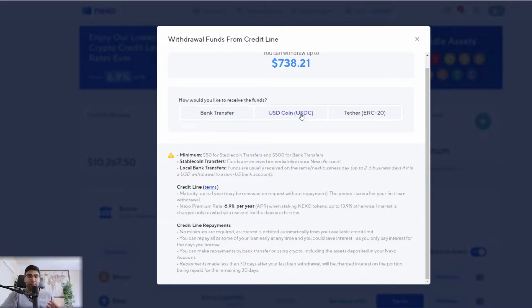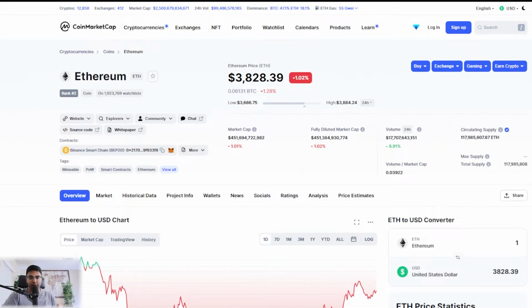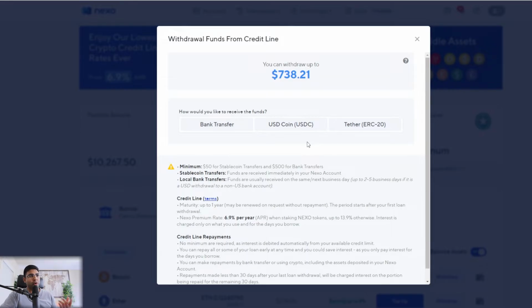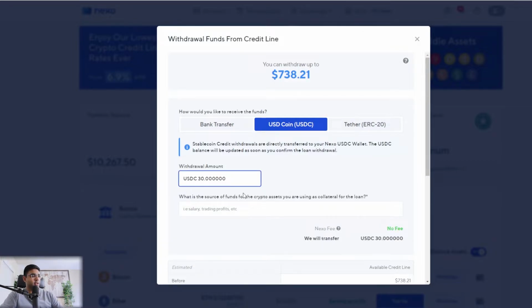In this situation I'm going to borrow USDC. When I press USDC, I can choose to withdraw X amount. I'm planning to take this USDC to buy Ether today. Looking at Ethereum's price, we're at $3,828 and some change, and naturally it fluctuates in real time. So I'll go back to Nexo, back to our withdrawal funds from credit line page. If I press USDC, I'll be borrowing that today. To make our example simple, I'll borrow 390 USDC, and that'll buy me roughly 0.1 Ether.